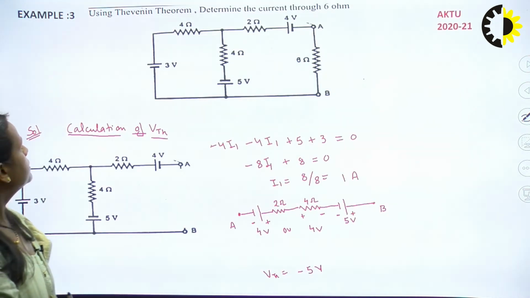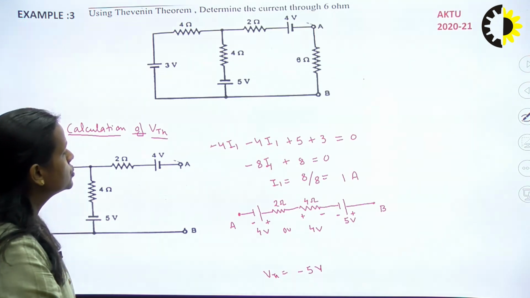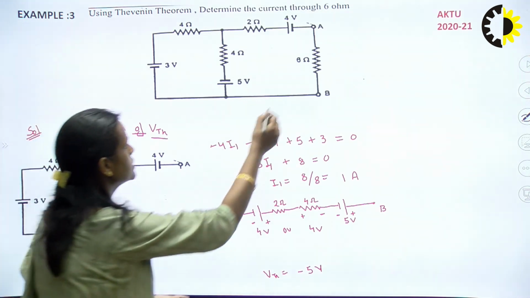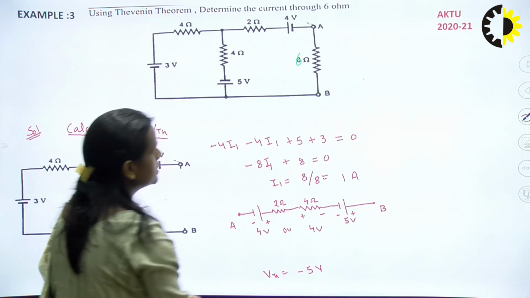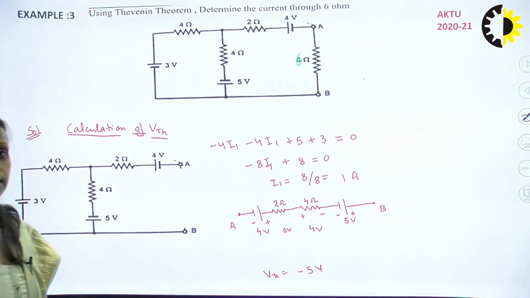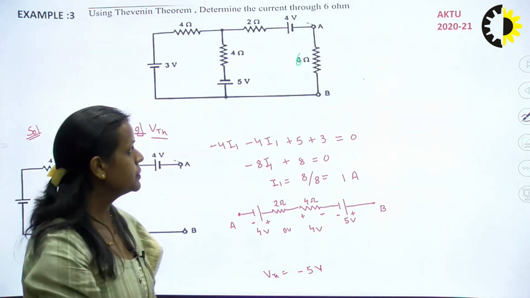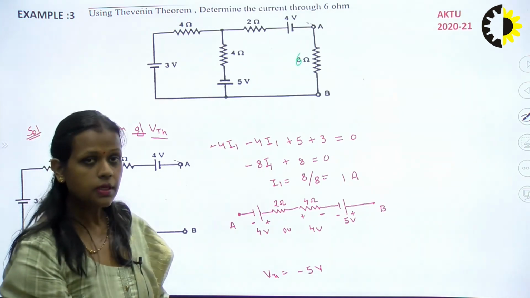The next example, using Thevenin's theorem: determine the current through the 6 ohm resistance. 6 ohm resistance means this is the 6 ohm resistance. So again, this is a question from a previous year question paper, from 2020-21.